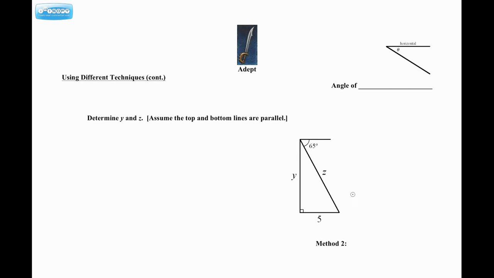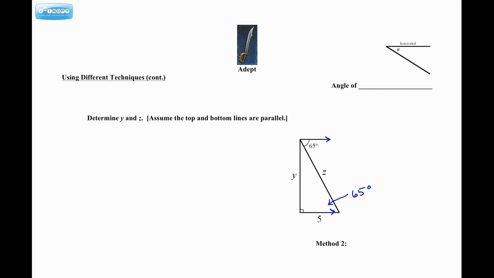All right, recall that we were told these lines are parallel. Well, when that happens, and I have a diagonal line going across like this, kind of looks like a z, in this case a big backwards z. This being 65 tells us that this angle is also 65 degrees. Okay? So I'm going to use this angle instead.